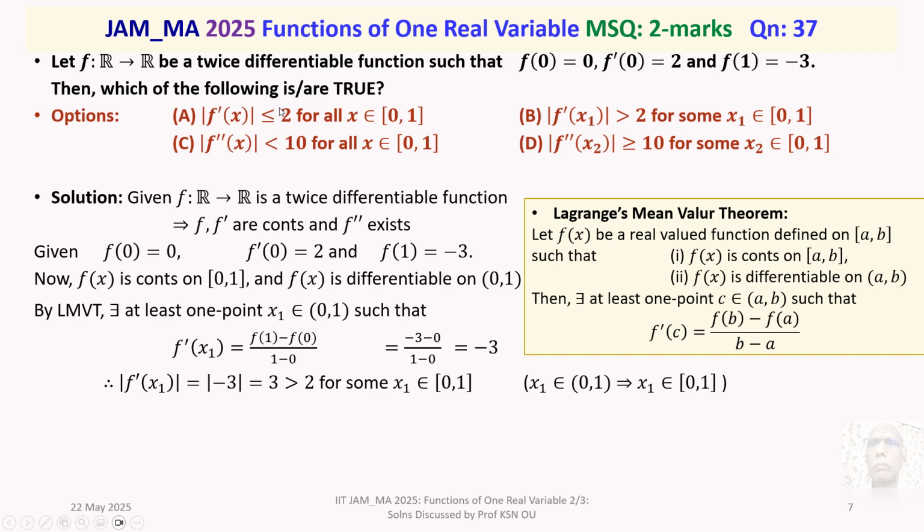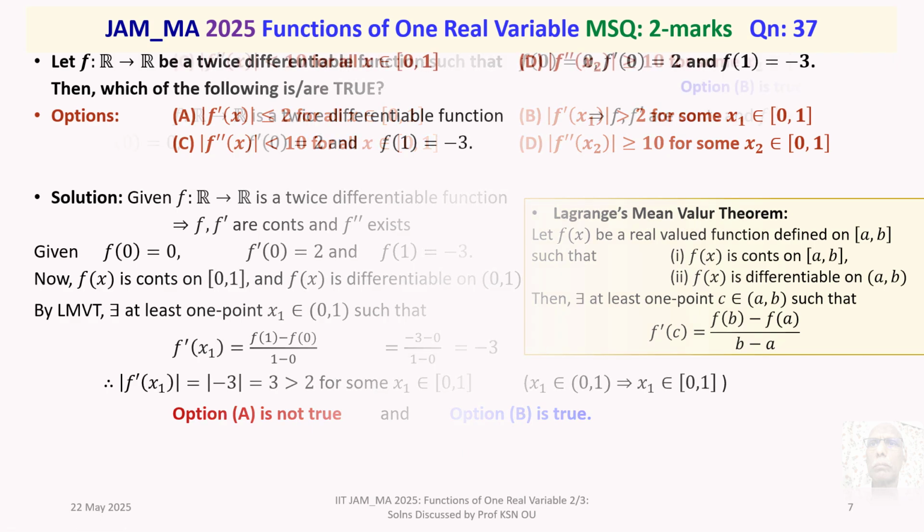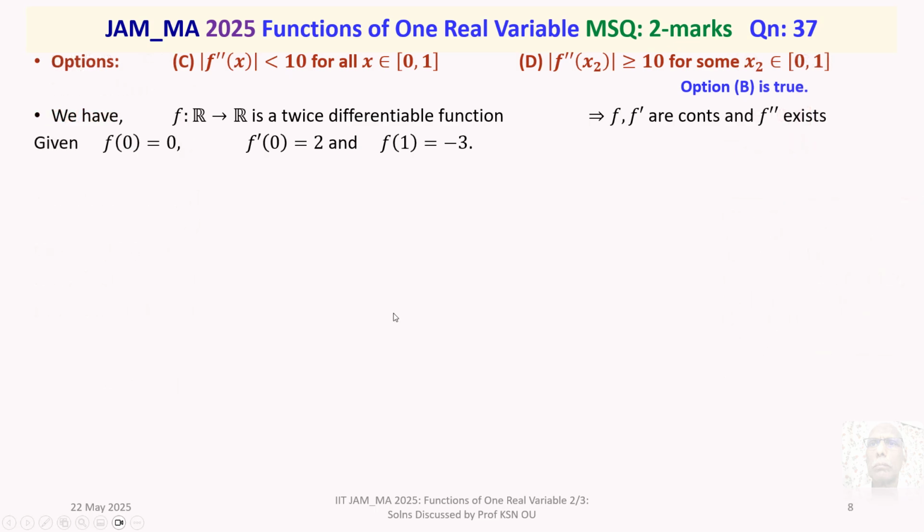It says less than or equal to 2 for all x belonging to the closed and bounded interval 0 to 1, but here at some point it takes a value bigger than 2. Therefore, option A is not true, and obviously option B is true. Right. We continue in the next slide. Right, that's what we have.